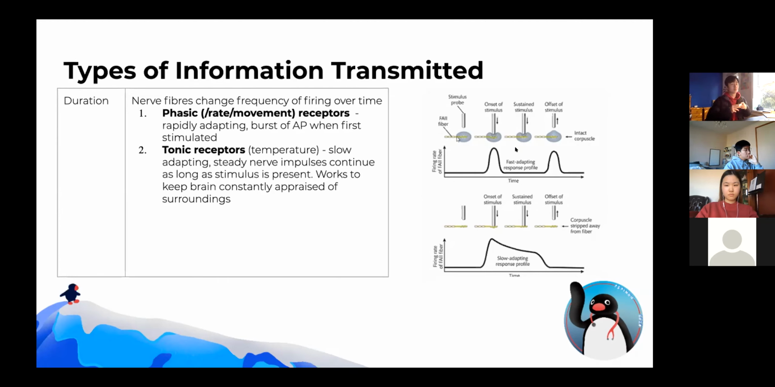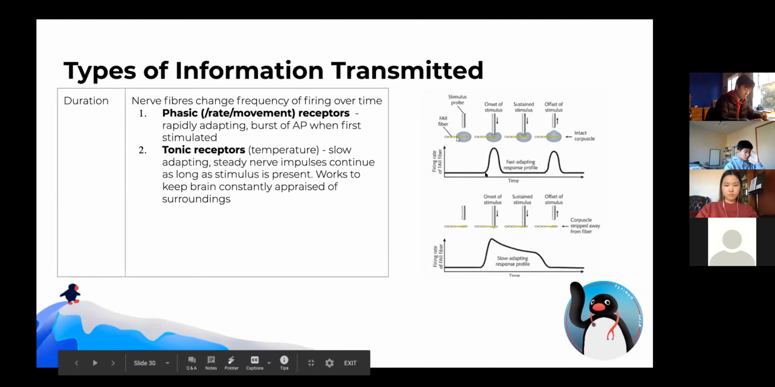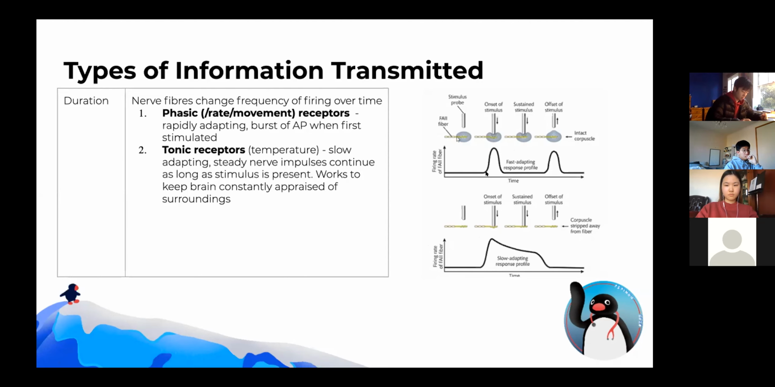Whereas if it's a tonic receptor, it's slowly adapting. So you'll have slow impulses and it'll continue as long as the stimulus is present. So that's the main difference. So fast adapting, an AP is shot out immediately and it's maintained until there's a change in stimulus because it's already adapted to it. Whereas for tonic receptors, it takes time to respond to a change in whatever, perhaps temperature.